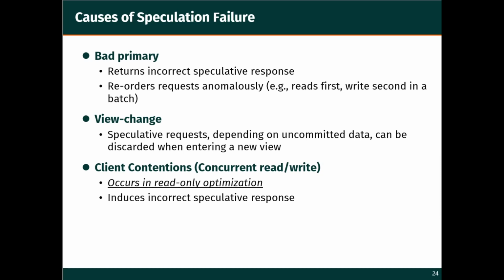And the second cause is view change. This is because speculative requests, depending on uncommitted data, can be discarded when entering a new view. The view change protocol only guarantees to maintain replica-side agreement messages, such as prepared messages and committed messages, in the next new view. The third one is client contention with concurrent read-write, and this occurs in read-only optimization that I will explain in later slides.